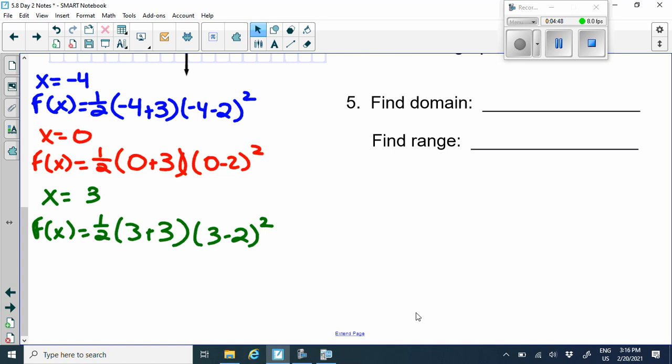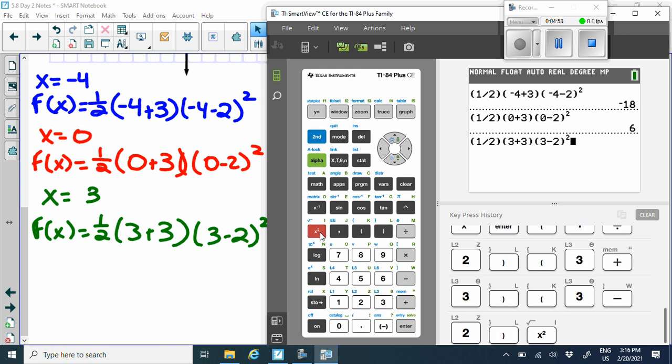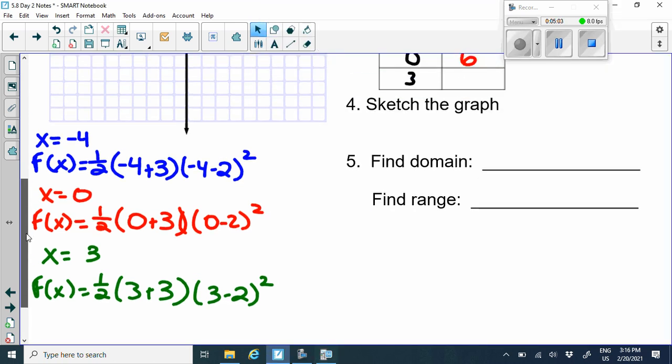Plug that into my calculator. So once again, 1/2. In parentheses, 3 plus 3 into parentheses, and then 3 minus 2, we square it, and we get 3 there. Okay, so we're going to plug that there.